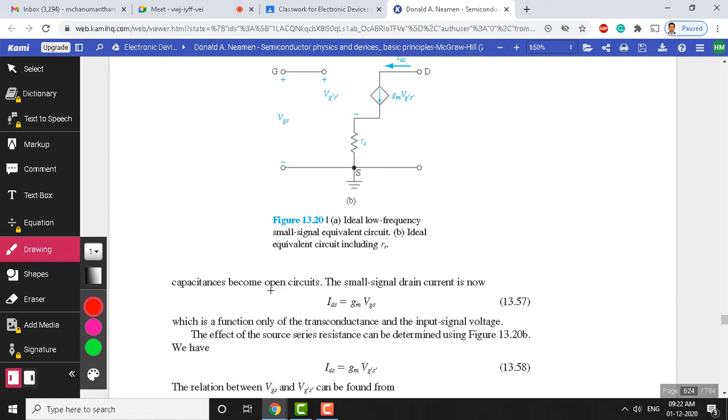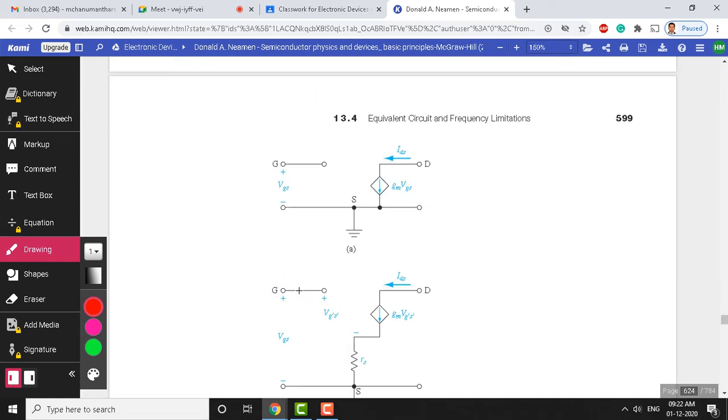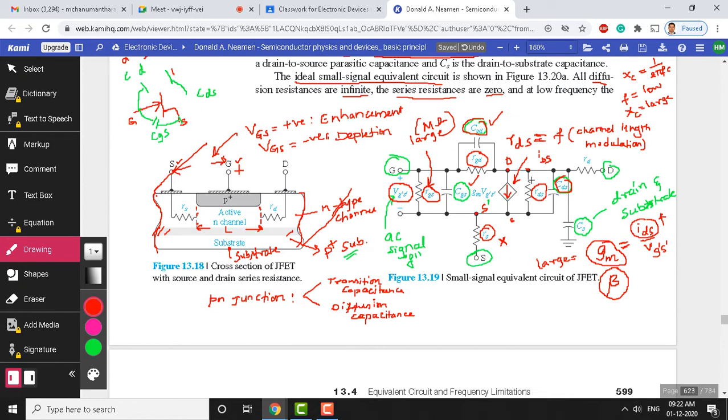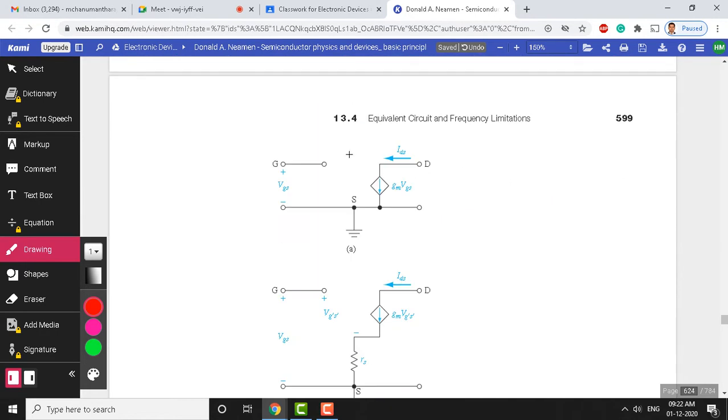If you apply all those assumptions to the actual small signal equivalent circuit model, most of the capacitances and resistances will get eliminated. That's what you are seeing here. See how simple the model has become now. So this is the simplified small signal equivalent model. Now this represents our JFET.